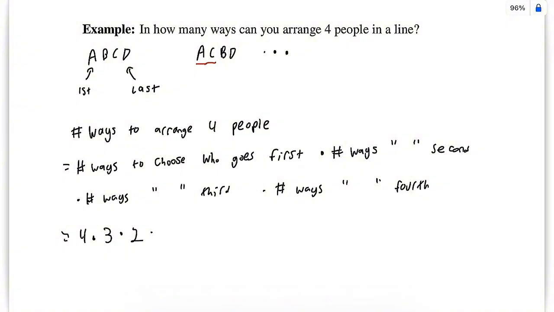Similarly, if we have our third one to choose, for example here we've chosen A and C already, then A or C can't go third, so we have to choose between B and D. So we have 2 choices left. And then finally, once we've chosen all 3, let's say A, C, and B, then we only have 1 choice left, right? It has to be D who goes last. So it's 4 times 3 times 2 times 1.